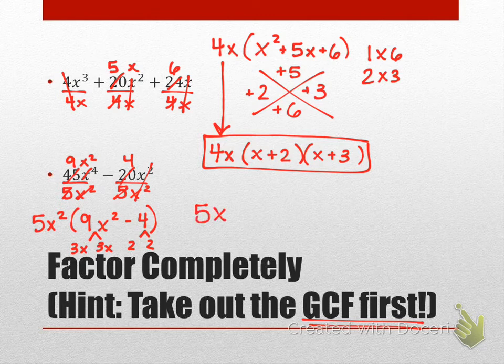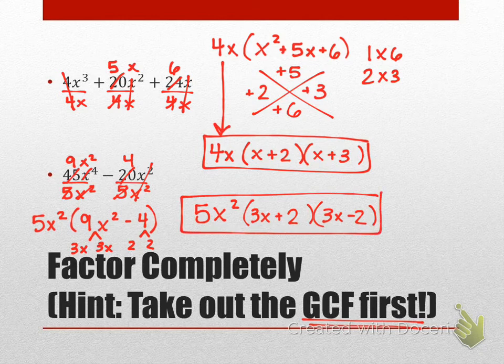So then for my final answer, what do I do with that GCF? Write it on the outside. 5x squared. Then in parentheses, I'm going to have 3x plus 2 and 3x minus 2. Very good. Remember, it will always be opposite signs. It'll never be anything different. Okay, so that's factor completely. Take out the GCF first, then factor what we have left in parentheses.